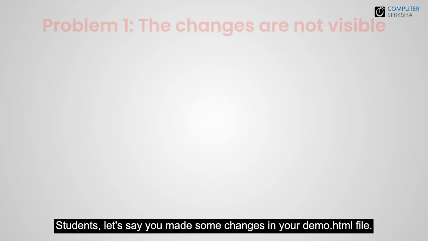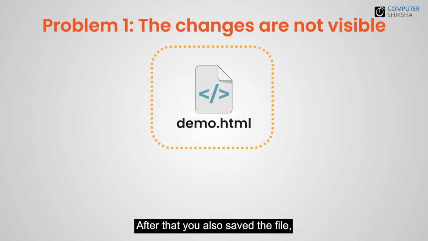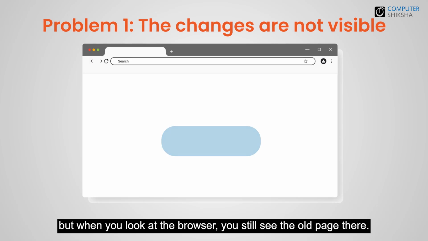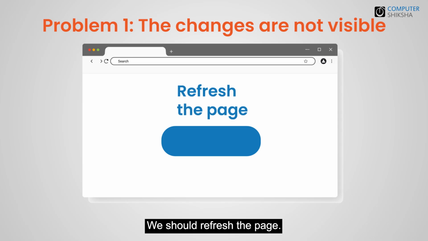Students, let's say you made some changes in your demo.html file. After that, you also saved the file. But when you look at the browser, you still see the old page there. Why could this happen, students? Because the page has not been refreshed. So what should we do in this situation? We should refresh the page.